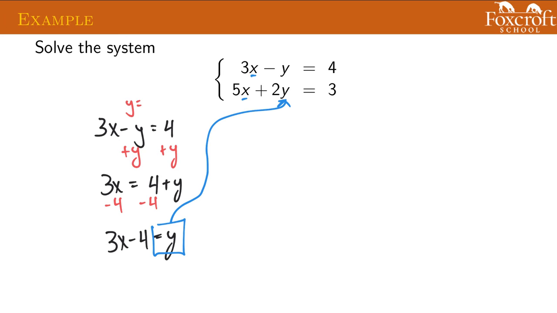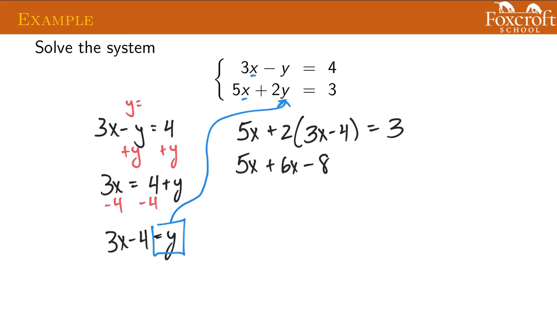So now we can take that and plug it into our other equation. Now this bottom equation, 5x doesn't change, 2 doesn't change, but now we know that y has to be equal to 3x minus 4. And just like we saw in that substitution video, make sure you use your parentheses because now this is going to become 6x minus 8. Combine like terms, add 8 to both sides, and divide by 11. All right, get down to x equals 1.